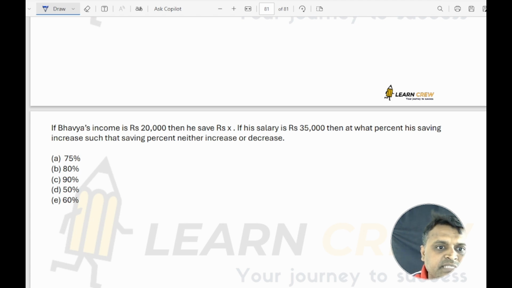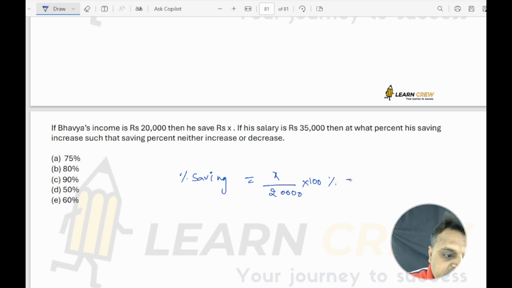If Bhavya's income is 20,000 rupees, then he saves X rupees. If his salary is 35,000 rupees, at what percentage should his saving increase such that the saving percent neither increases nor decreases? So initially the percentage saving: he is saving X rupees out of 20,000, into 100 would be the percentage saving. So it is nothing but X by 200 percent.